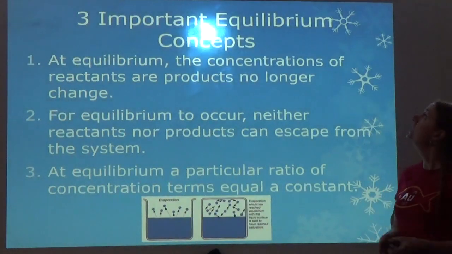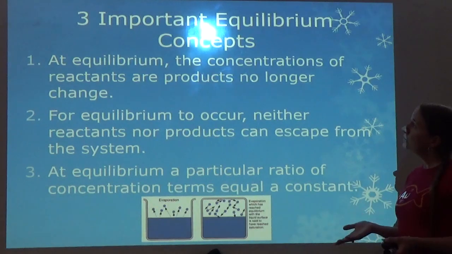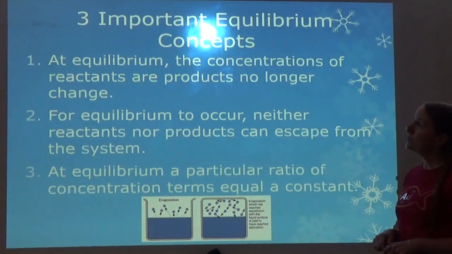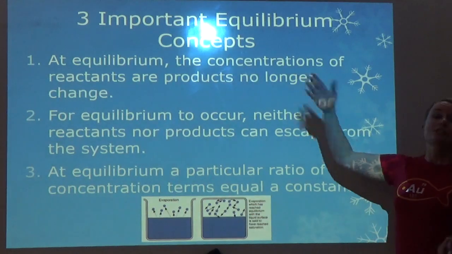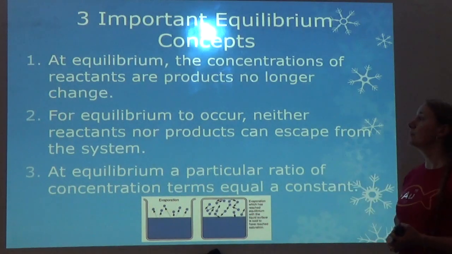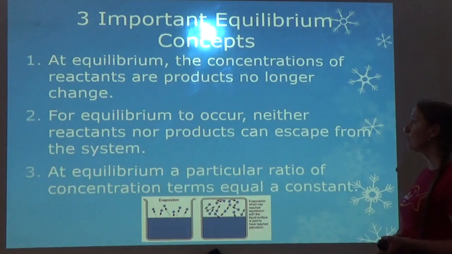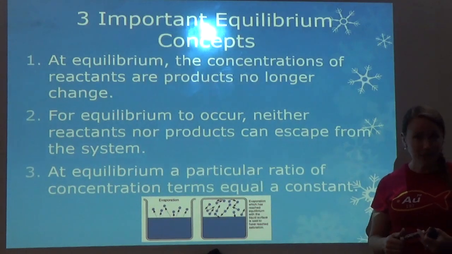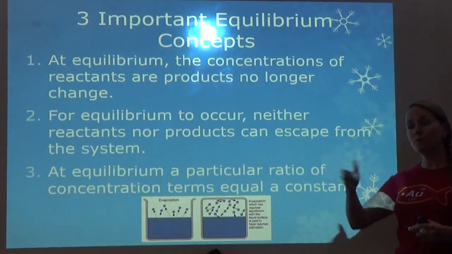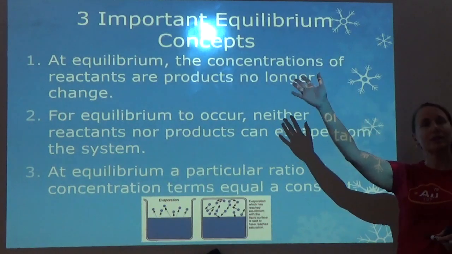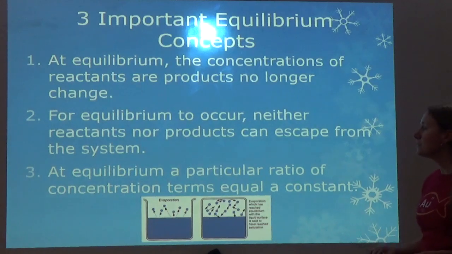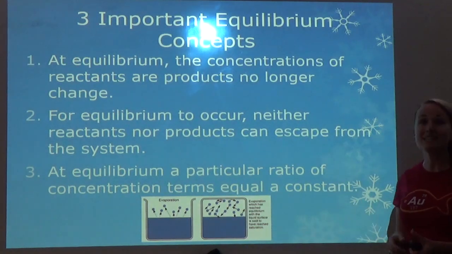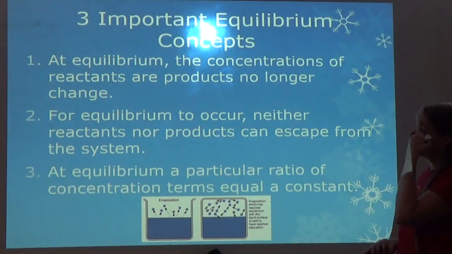So 3 important equilibrium concepts. At equilibrium, the concentrations of the reactants and the products no longer change, but the reaction is still occurring. For equilibrium to occur, neither reactants nor products can escape from the system. So it needs to be a closed system. Like if you're producing a gas and the gas is allowed to leave, equilibrium can't be achieved. At equilibrium, a particular ratio of concentration terms equals a constant. And so that's the K value that we're about to talk more about.